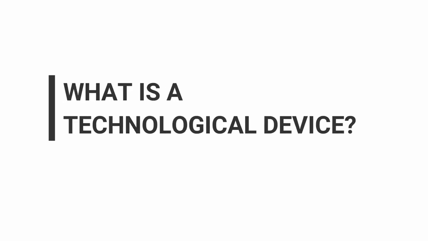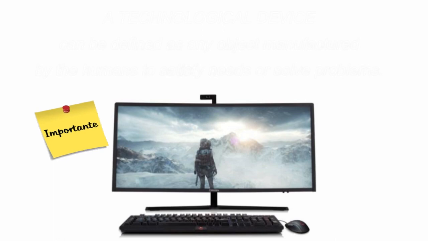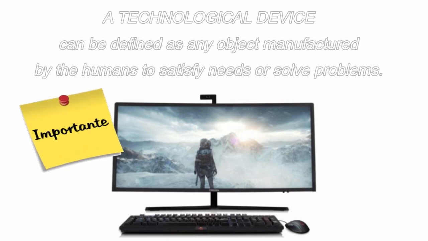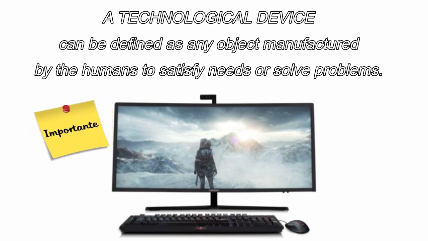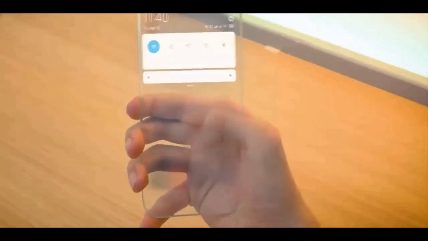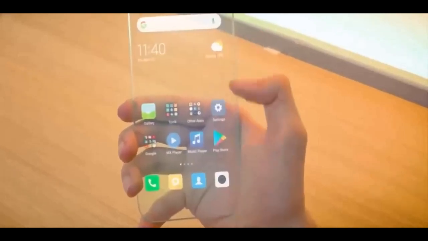What is a technological device? A technological device can be defined as any object manufactured by humans to satisfy needs or solve problems. When we talk about technological devices, the first things that come to mind might be computers and smartphones, but anything man-made is a technological object.